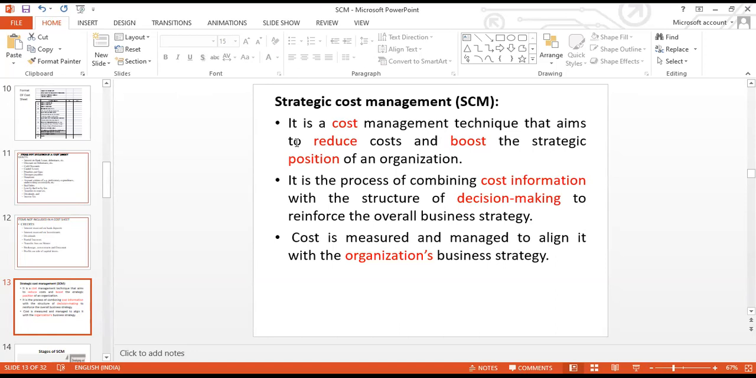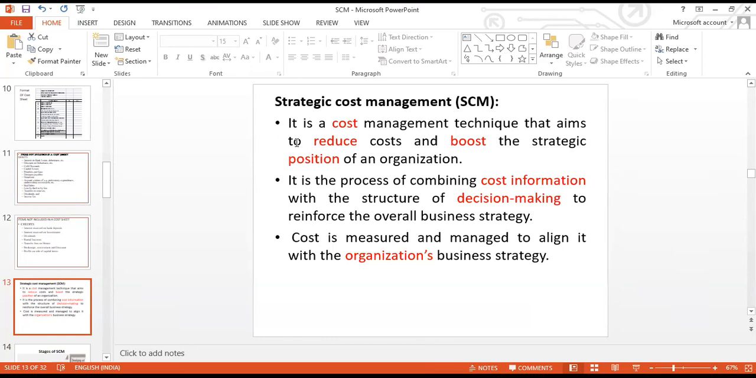And strategic cost management, think about this. It is the process of combining cost information with the structure of decision making. हम लोग क्या कर रहे हैं cost management technique में, strategic cost management में हम लोग को क्या करना है? We have to decide the strategies. We have to prepare the strategies. We have to take the decisions with respect to these cost activities.